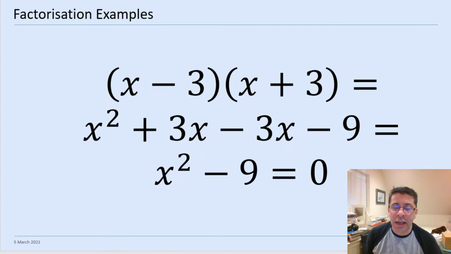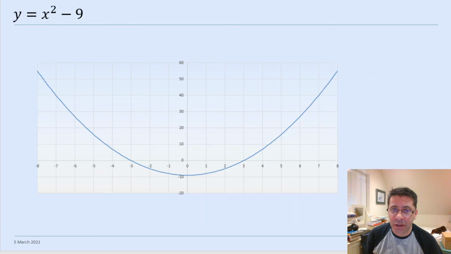x squared minus 9 equals 0. So if x squared minus 9 is 0, then x minus 3 times x plus 3 must equal 0, which means either x is 3 or x is minus 3. Here's the picture. It's beautiful. It's symmetric, this one, completely symmetric.